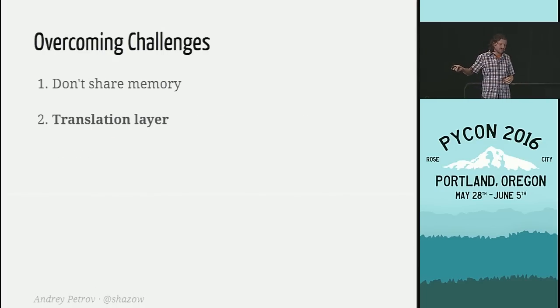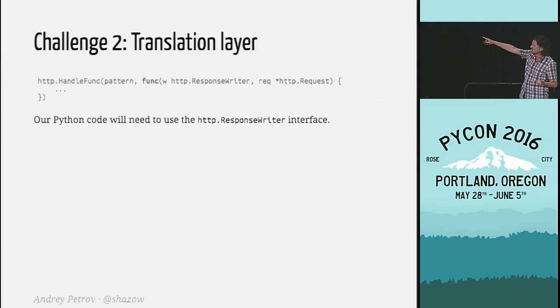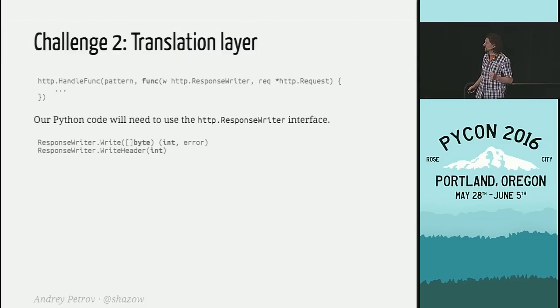And then the second part is the translation layer. So things like interfaces in this example. Notice how in handle func, the first thing it takes is a response writer. So that's an interface in Go. And what an interface is basically is some variable that has functions on it that we know exist.